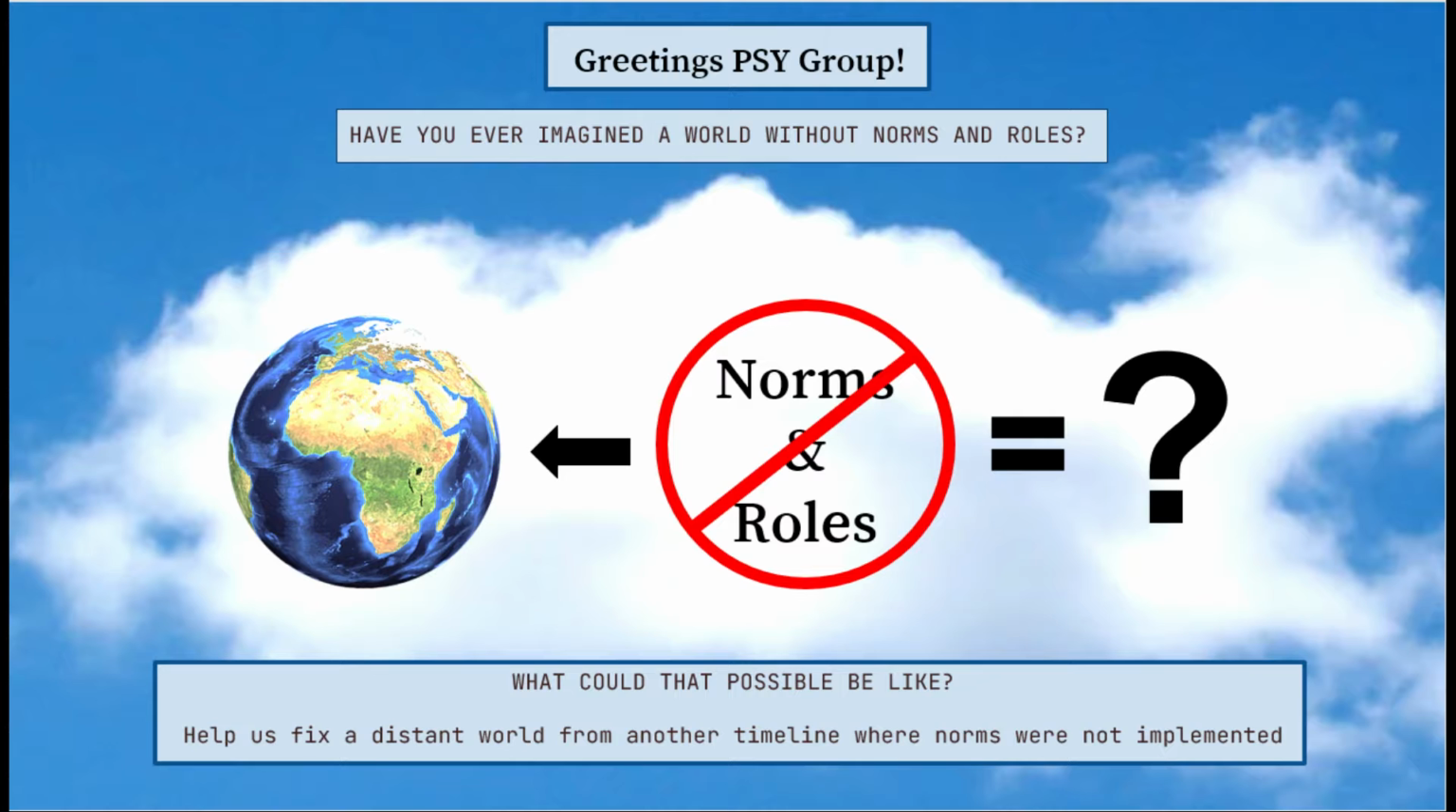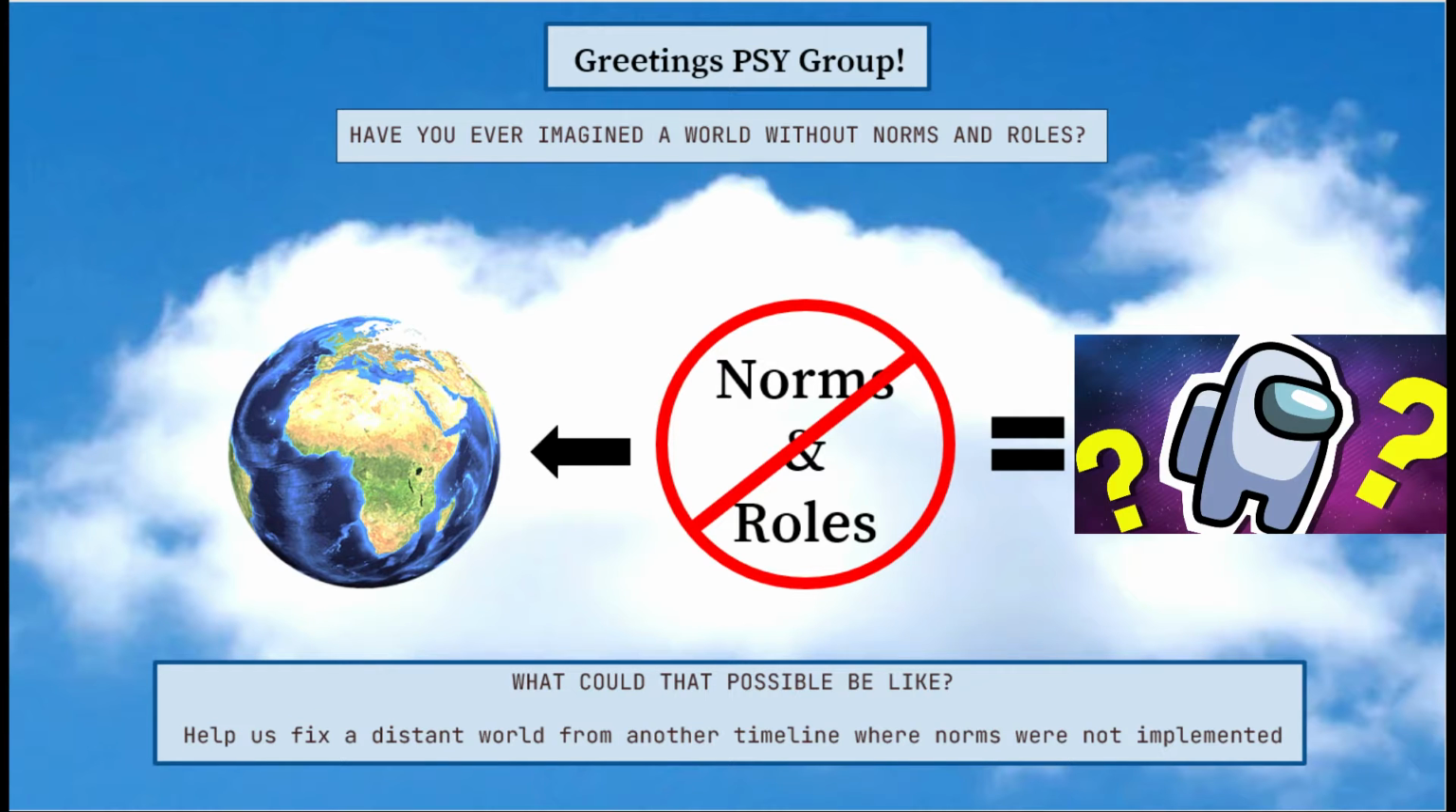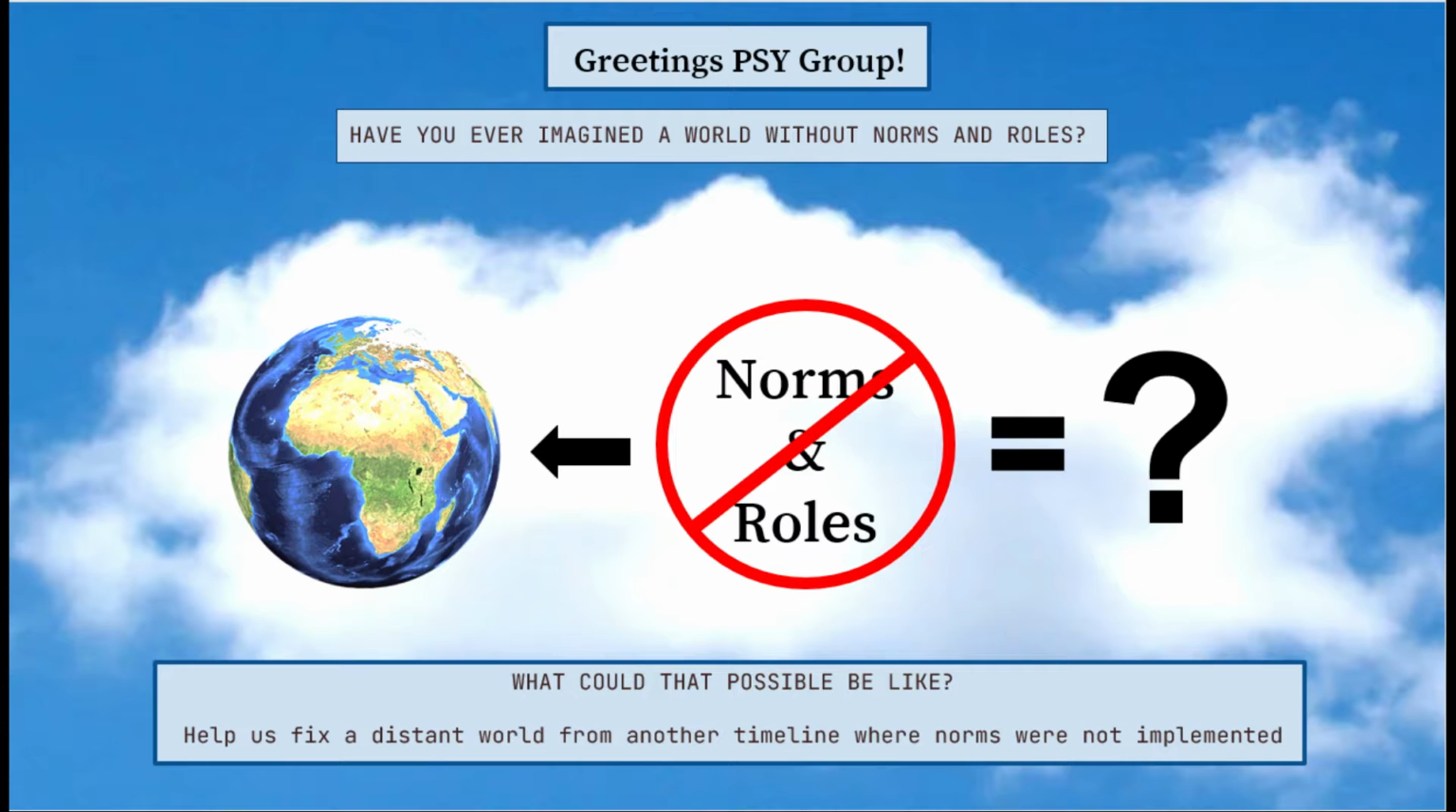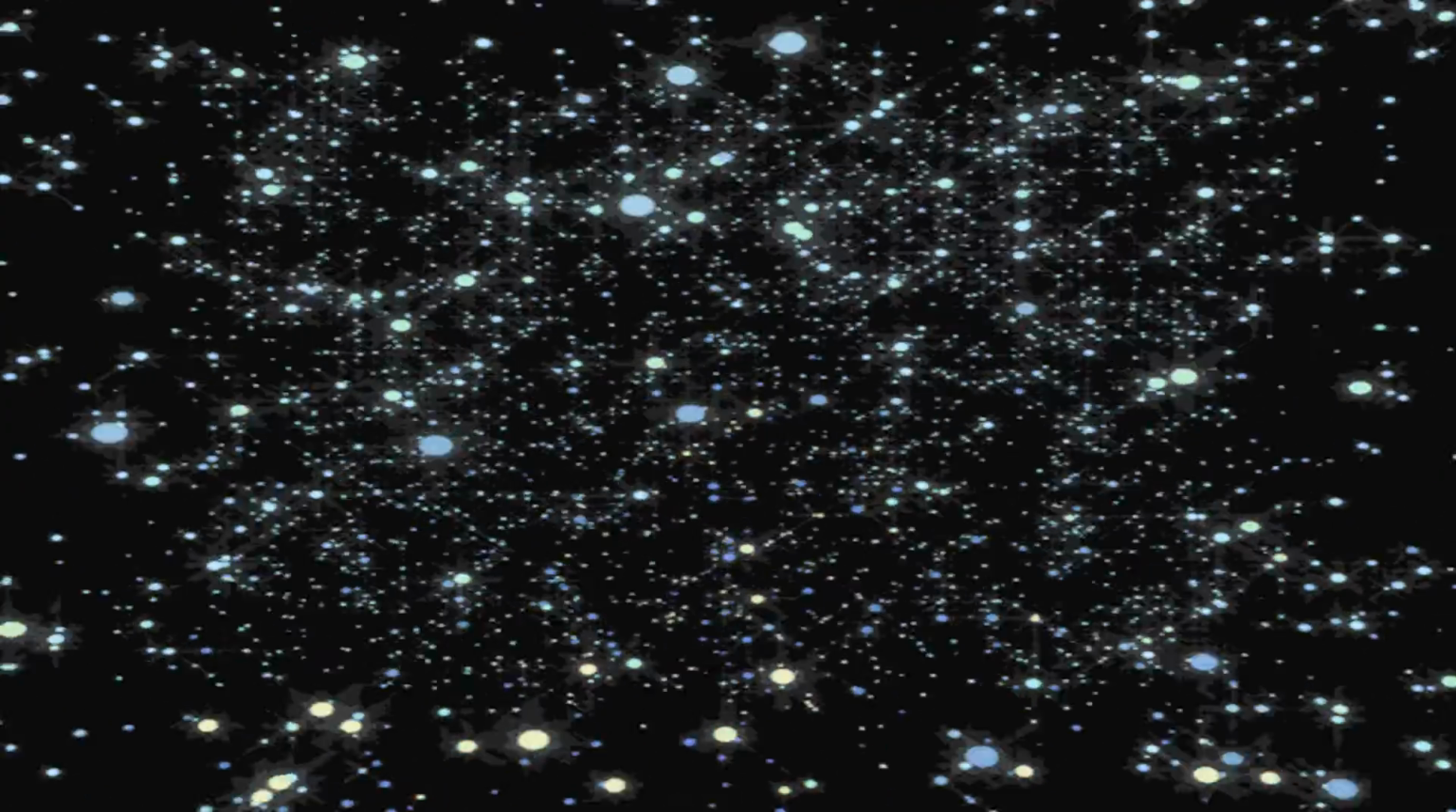Before anything, we would like to ask you the big question. Have you ever imagined a world without norms, without people with roles? How would that possibly be? Can you imagine that? In this presentation, we require your help to fix a different timeline where norms don't exist. Fasten your seatbelts and wait until we arrive to this distant world.